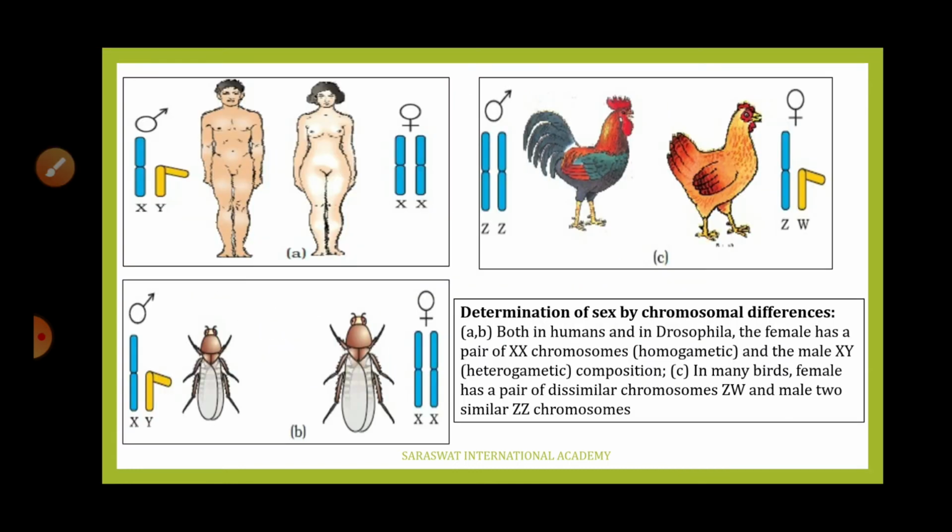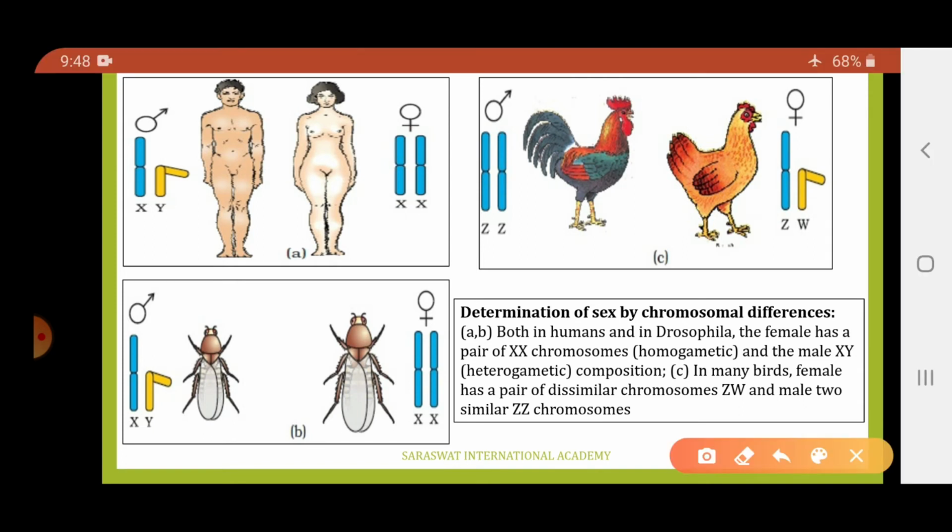See students, here a diagram is given. So this is figure A of human beings, figure B of Drosophila, and this figure C is of the birds. Here you can see that in figures A and B, the female has the pair of XX chromosomes. This is the symbol for female. So here you can see that they have a pair of XX chromosomes, that is they are homogametic. And what is the composition of the males? This symbol is for the males, that is X and Y, X and Y.